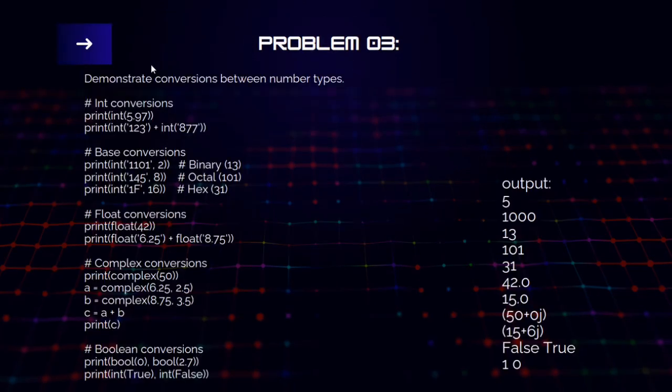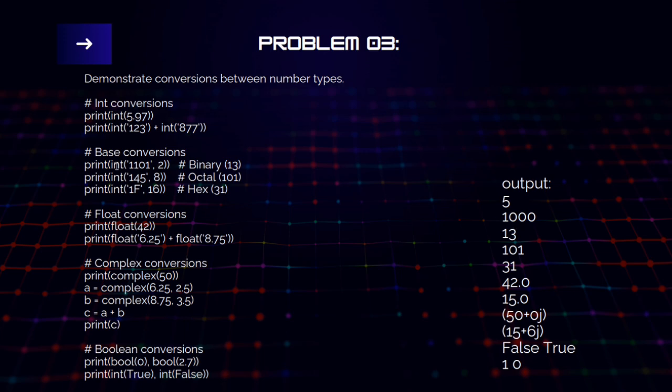Problem number 3. To demonstrate conversions between number types. Int conversions. Print int 5.97. This 5.97 is being converted to integer type. The output will be 5. Print int 123. This is the numeric string which is being converted to integer, plus int 877. This is also a numeric string which is being converted to integer, and overall result will be 1000.